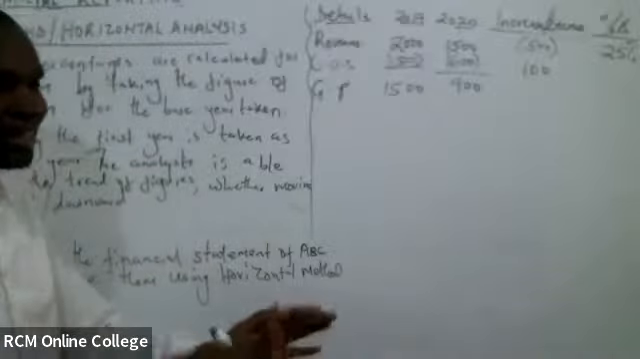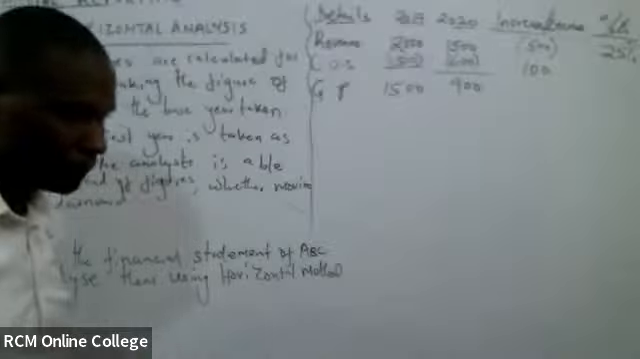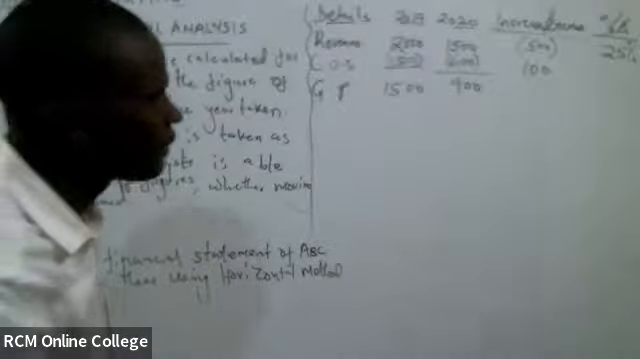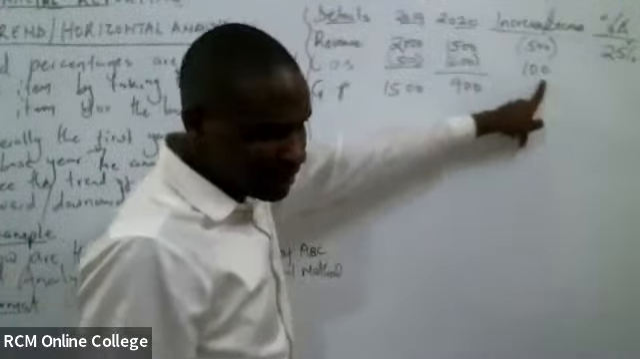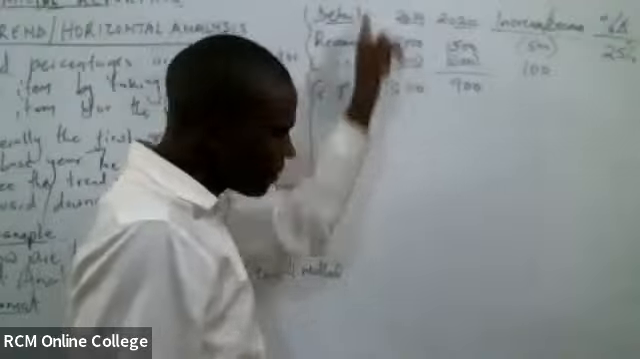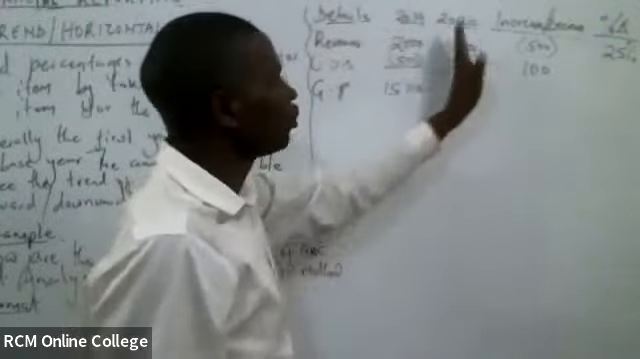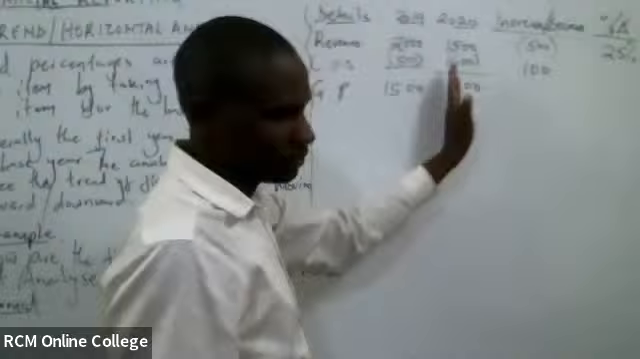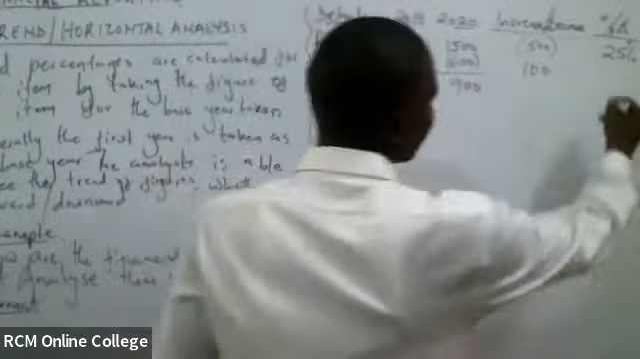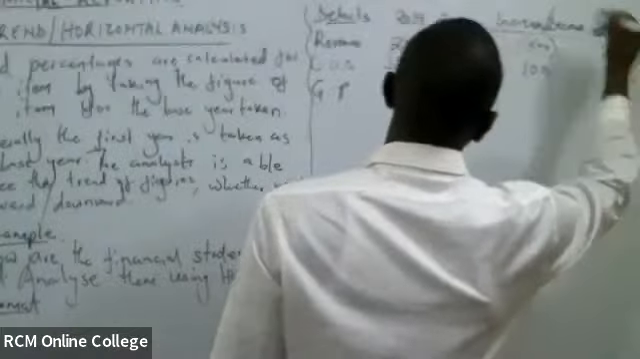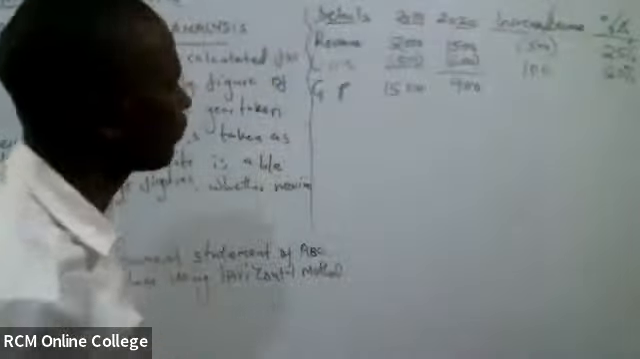So what is the percentage increase of our cost of sale? 20%. This 100 divided by 500. Base year. Don't divide by the current year. No. Base year. 20%.